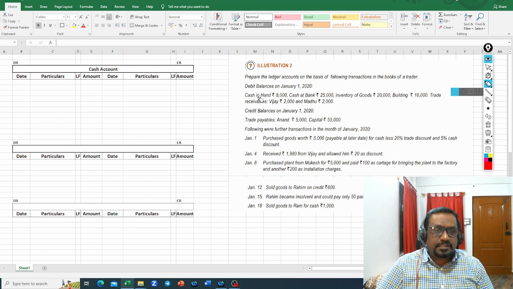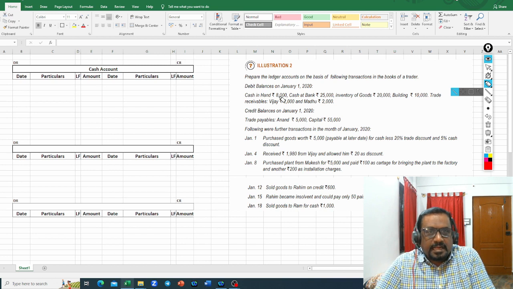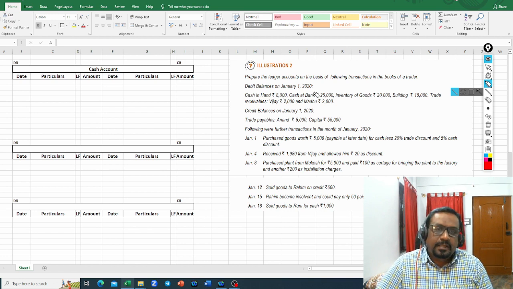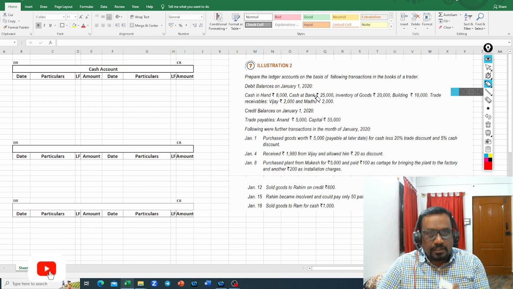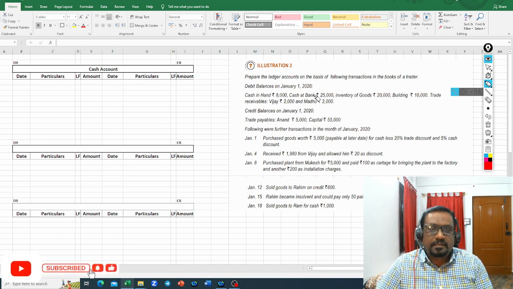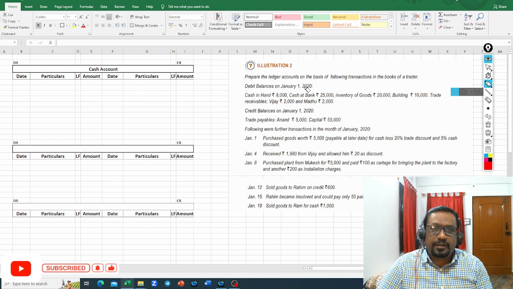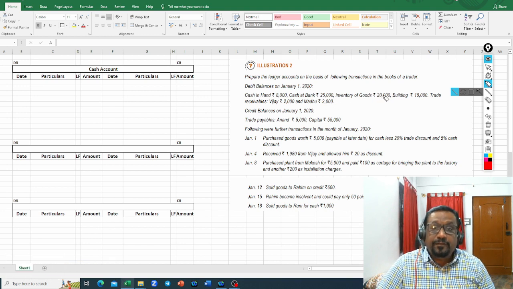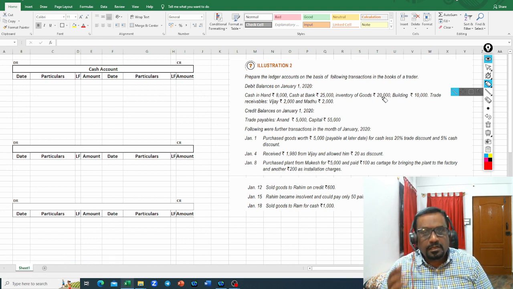Cash in hand, 8,000. That is the cash available on 1st January, the opening balance. Cash at bank, 25,000. This is also the opening balance in the bank as on 1st January 2020. And we have inventory of goods, 20,000, worth at the beginning of the year.